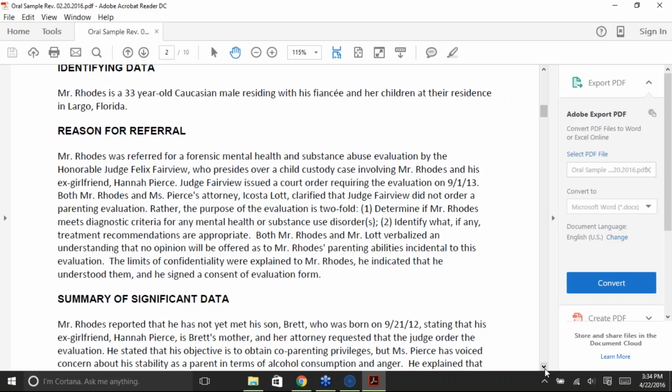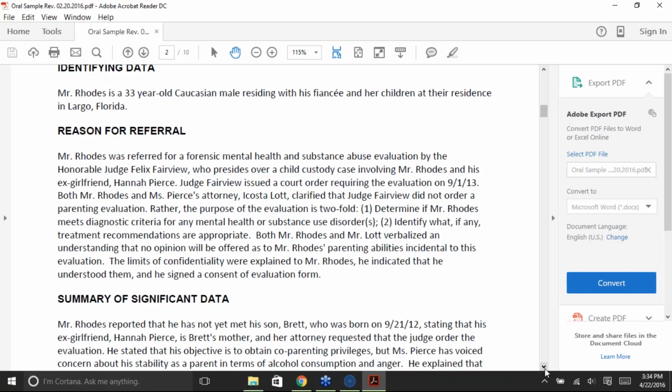Both Mr. Rhodes and Ms. Pierce's attorney, so Ms. Pierce is the ex-girlfriend, Mr. Lott, clarified that Judge Fairview did not order a parenting evaluation. Rather, the purpose of the evaluation is twofold. 1, determine if Mr. Rhodes meets diagnostic criteria for any mental health or substance use disorders. 2, identify what, if any, treatment recommendations are appropriate.